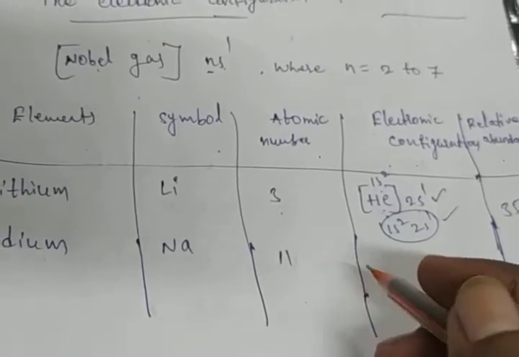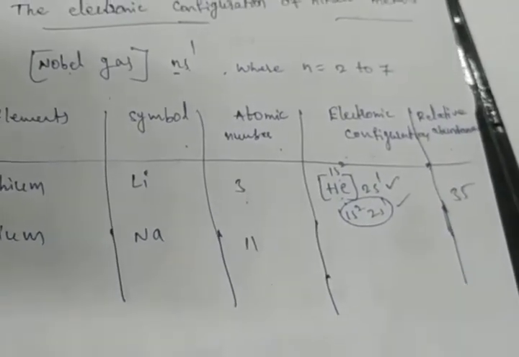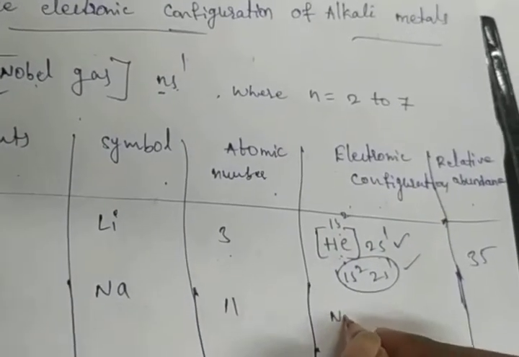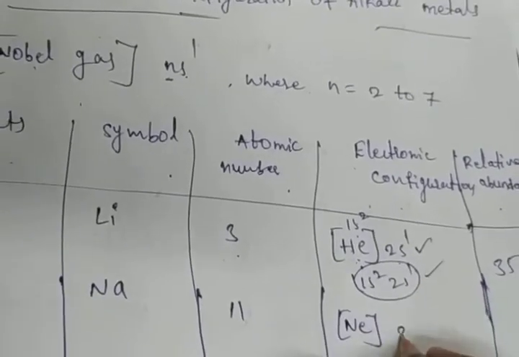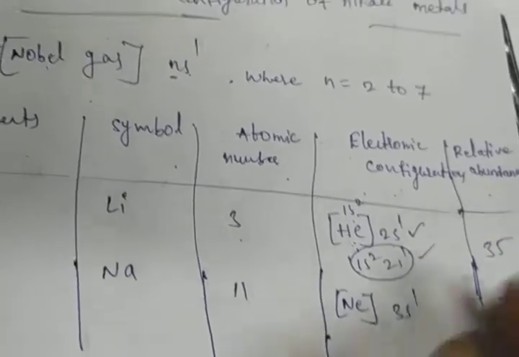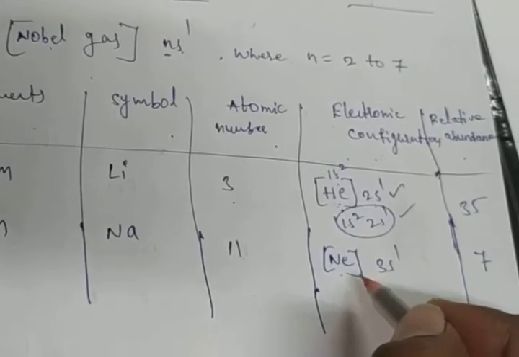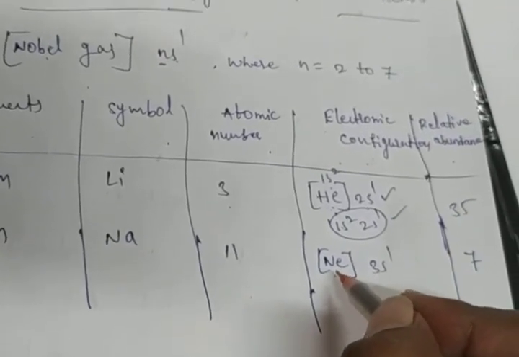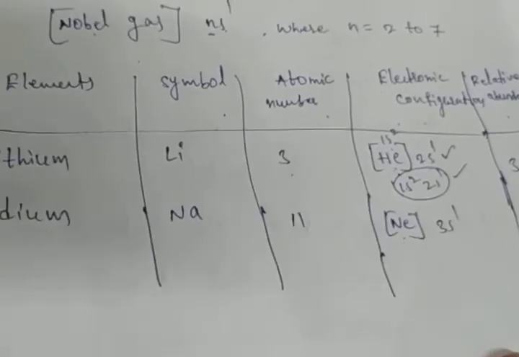Okay, with noble gas. Noble gas 10. Which element is the 10 noble gas? That is neon. So that's why we can write neon 3s1. Abundance is 7. How can we write the neon? Already I explained here: 1s2, 2s2, 2p6. Up to 2p6 it is neon. Then 3s1. The next electron enters into 3s1.